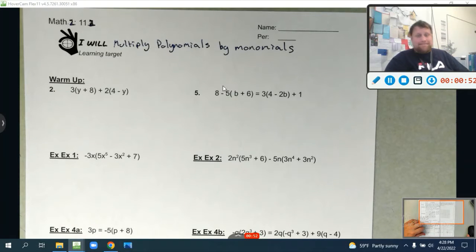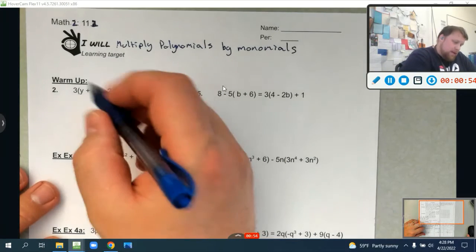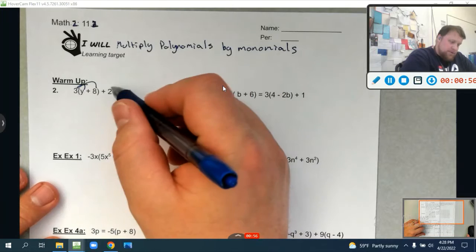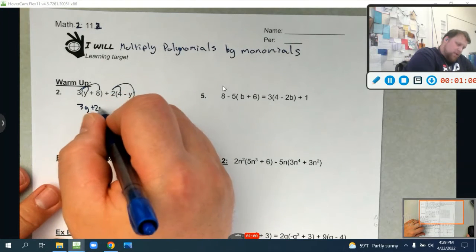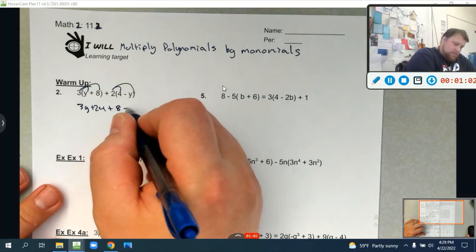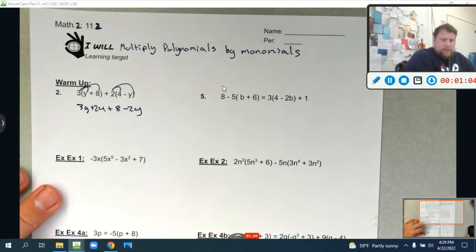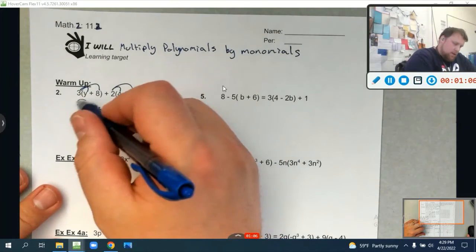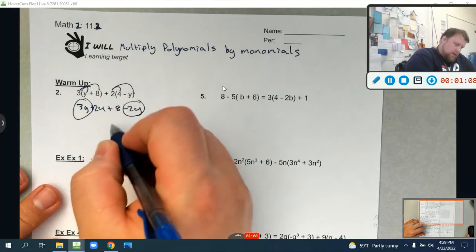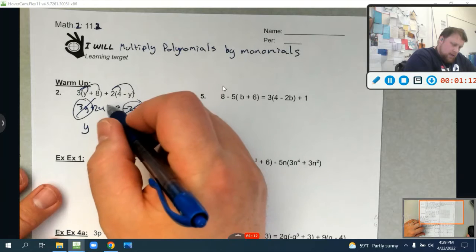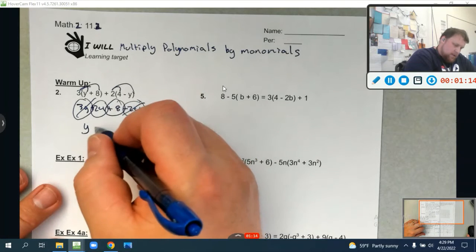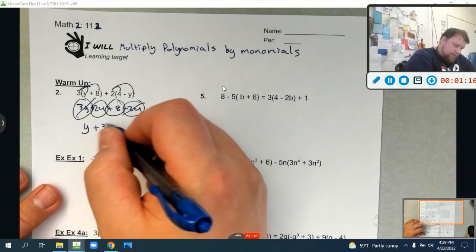All right. We're going to get into this. We're just going to distribute. A lot of distribution today. So this becomes 3y plus 24 plus 8 minus 2y. Okay. 3y minus 2y is going to be what? 1y. And 24 plus 8 is going to be plus 32.